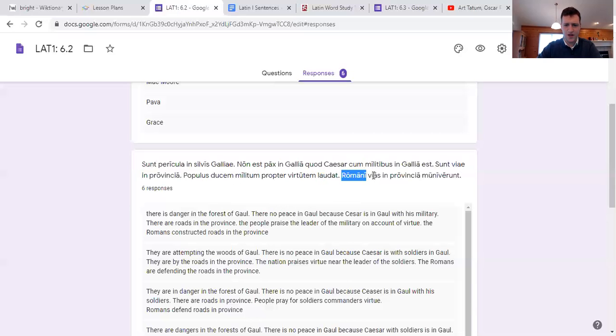Okay, and last one. Romani vias in provincia muniverant. Okay, this is a little hard, and I changed this, as you'll see in a minute. With muniverant, our book gives you certain verb forms that are perfect forms, which we haven't really learned. It's a past tense, and they just have you memorize them. So this means they built.